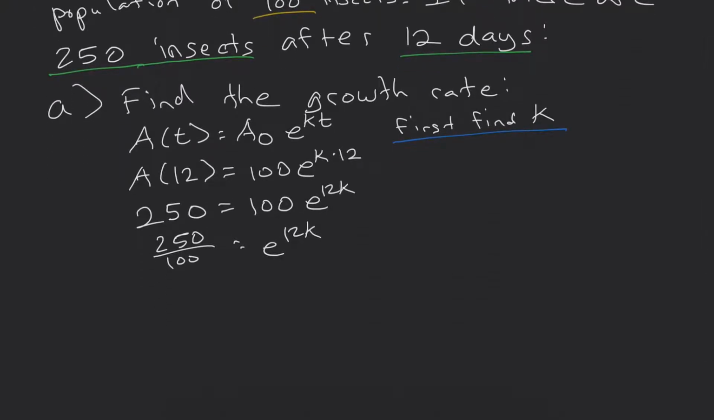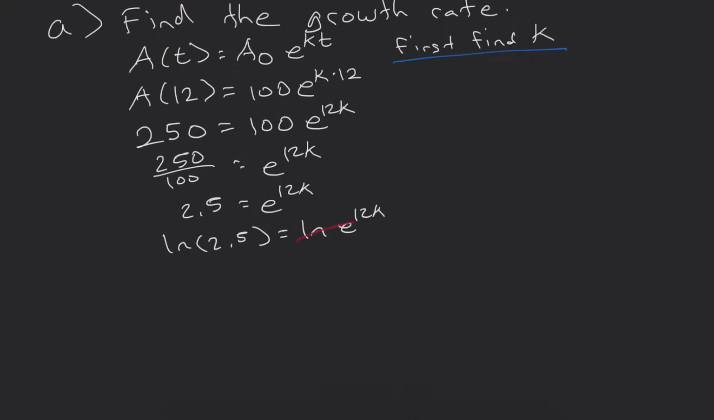That'll leave me on the left with 2.5, it looks like. And then to get rid of the e, I'm going to take the natural log of both sides. I want to do that because on the right-hand side, natural log and e will cancel each other out. The natural log of 2.5 is going to be equal to 12k, which is all I have left on that right-hand side. So to get k by itself, I can divide both sides by 12.